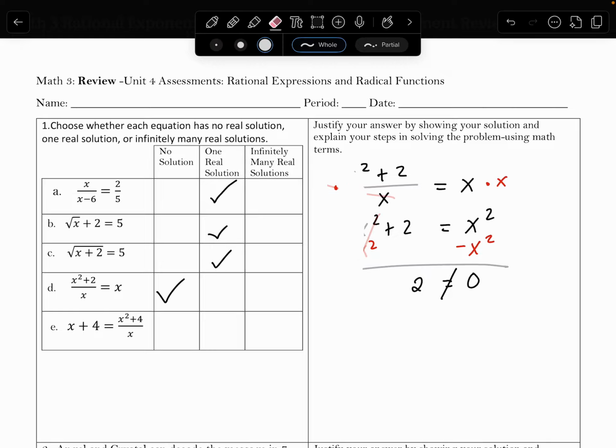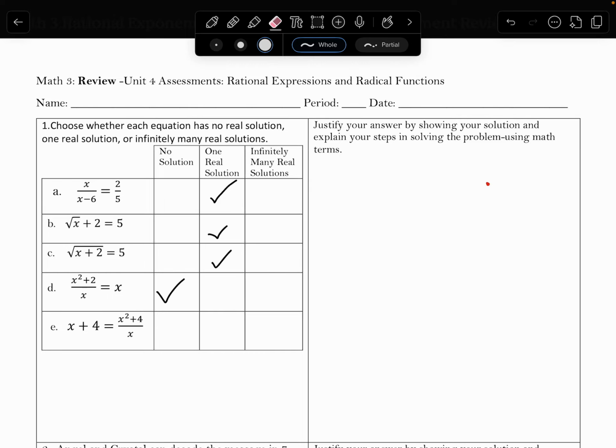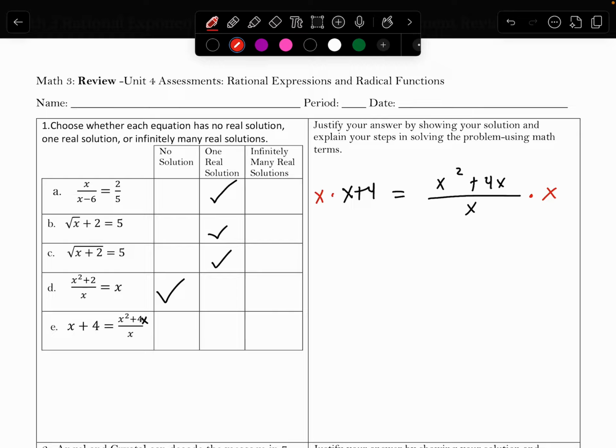Make sure you are showing your work for all of them. Next problem. There's a mistake here. There should be a 4x right there. So x plus 4 equals x squared plus 4x over x. So again, we get rid of the denominator by multiplying whatever is in my denominator all the way through. Make sure you put parentheses here because it's a binomial. So cross that out. We distribute this. We get x squared plus 4x equals x squared plus 4x.